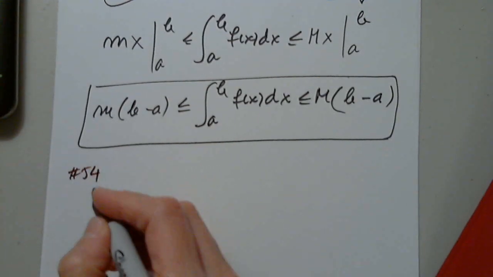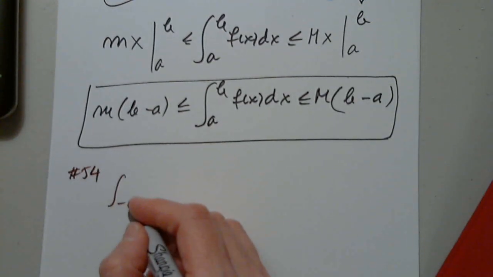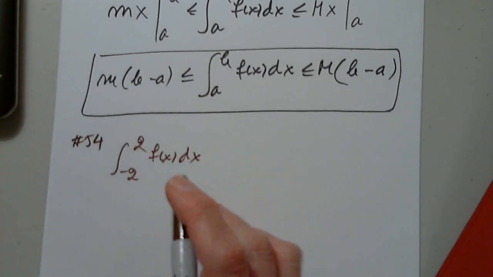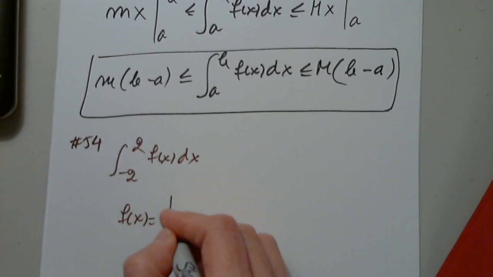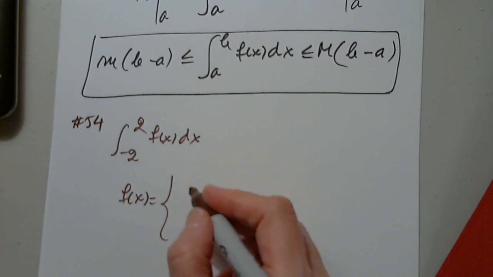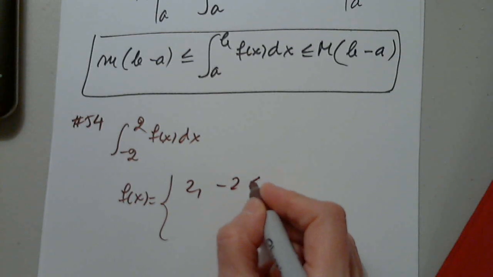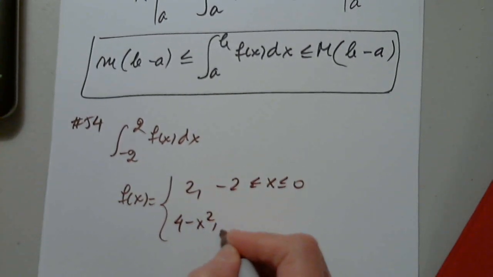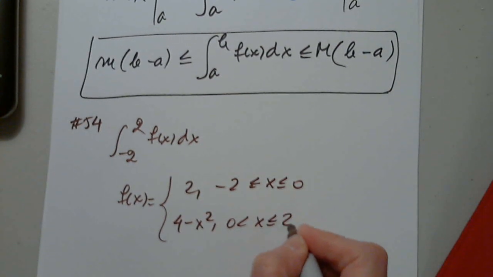Okay. So we have the integral from -2 to 2 of f of x dx. And they're telling us that f of x is a piecewise defined function. It's given to us as 2 from -2 to 0, and 4 minus x squared for between 0 and 2.